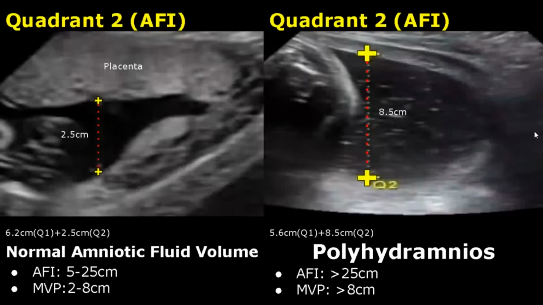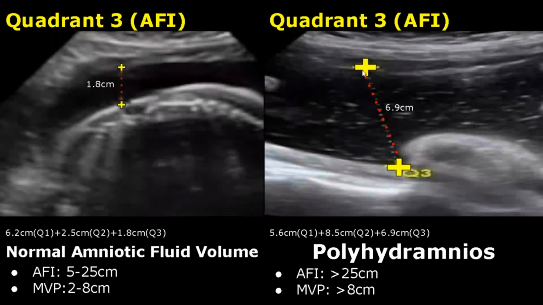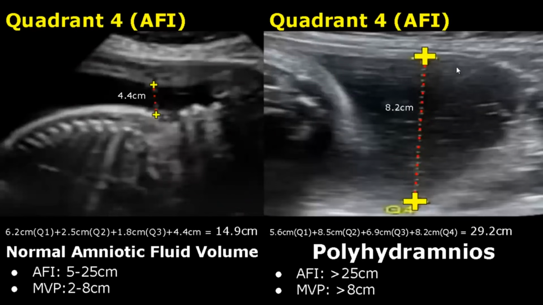The quadrant 2 measurement is 8.5 centimeters. We see a large pocket of fluid. The third quadrant measurement is 6.9 centimeters. And the fourth quadrant measurement is 8.2 centimeters. The total sum of all four values is 29.2 centimeters. So this is polyhydramnios because it is more than 25 centimeters.